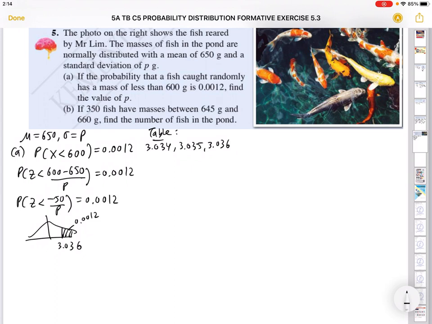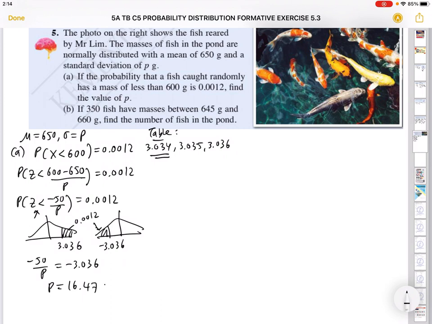But you need to flip over. So when I flip over, this is the same 0.0012, but we have to put a negative because this Z is less than. Either you flip the Z over or you flip the value from the calculator over, it's the same thing, up to you. So you can write negative 50 over P equals negative 3.036. My P is 16.47. Now contrast this with if you were to use a table, and I think the textbook uses the first value. That's why the answer is different.